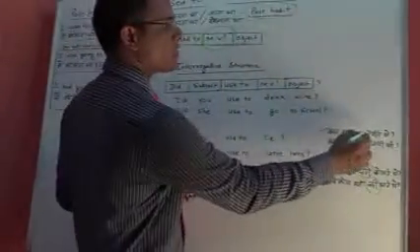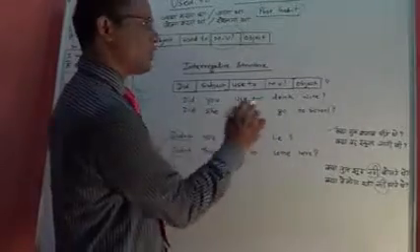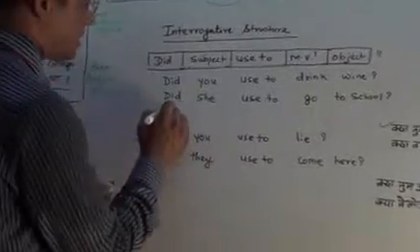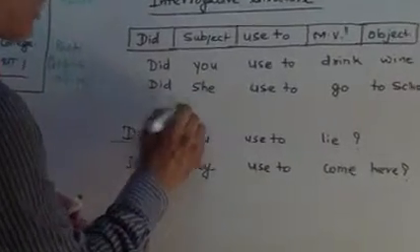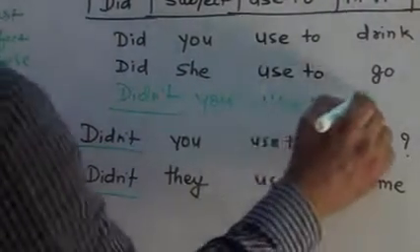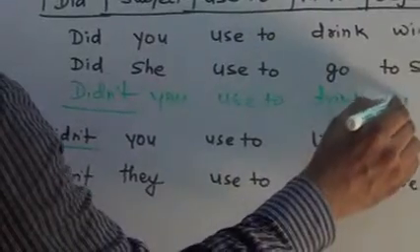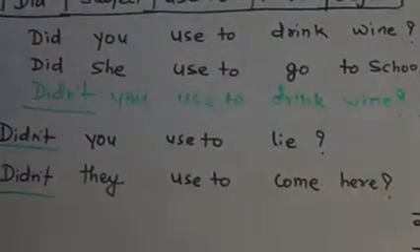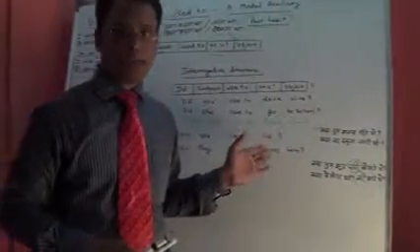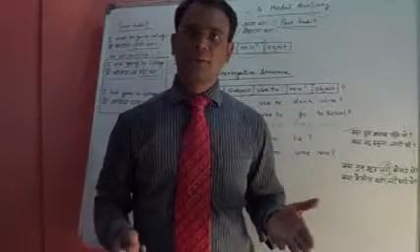It means, क्या तुम शराब पीते थे? Did you used to drink? But if you want to make this negative, then you have to put just did and not. Didn't you used to drink wine? It's very simple to make this sentence using the interrogative structure, in both the forms, positive and negative. So it's very easy to make these sentences interrogative using these structures.